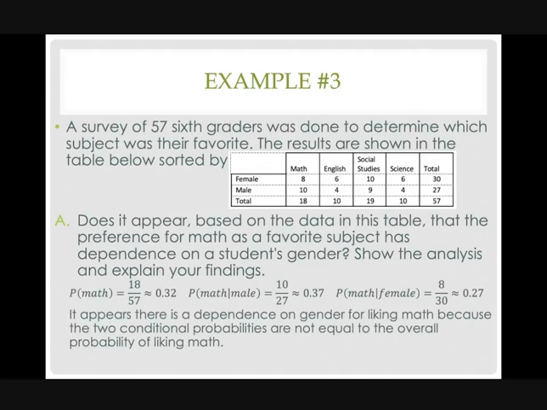It appears that there is dependence on the gender for liking math because these two conditional probabilities are not equal to the overall probability of liking math. Notice how they affect one another. If you'll notice here, the average of 0.37 and 0.27 is the overall average of liking math. So liking math in this case depends on gender. Obviously, this is not overall, and because I love math, this is empirical data analysis.